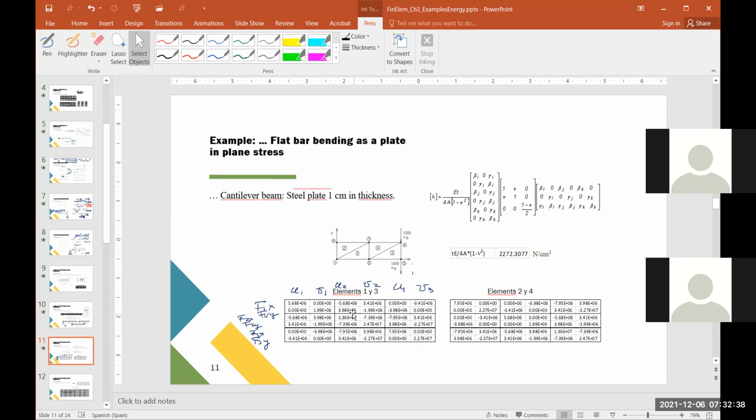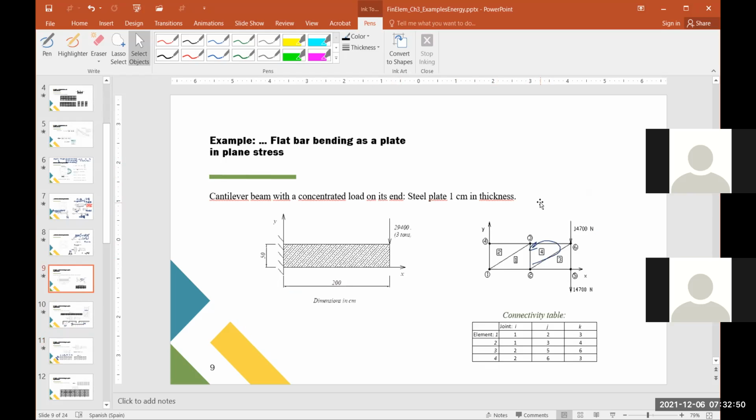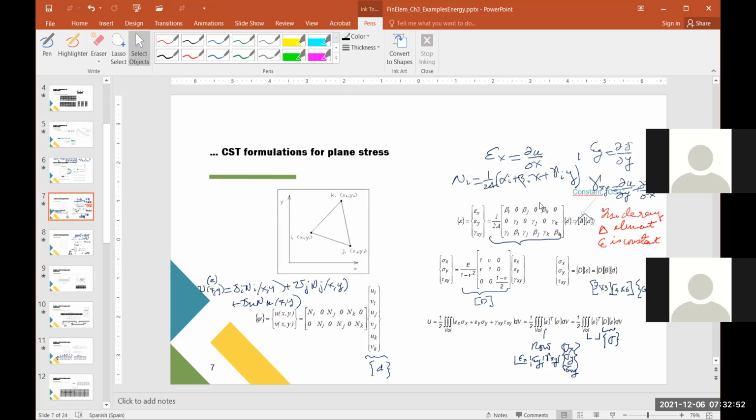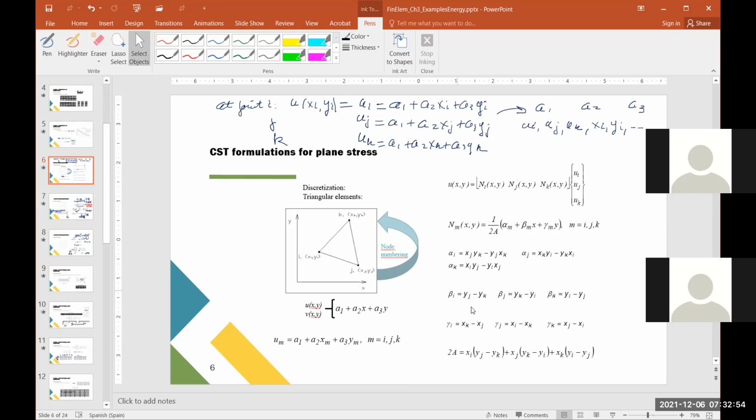This is the K matrix for 1 and 3 because you can see that the proportions are the same. In this case, I depend on beta and gamma. And remember that beta and gamma are differences in Y's and in X's. Here, beta, difference between Y's, and gamma, differences in X.